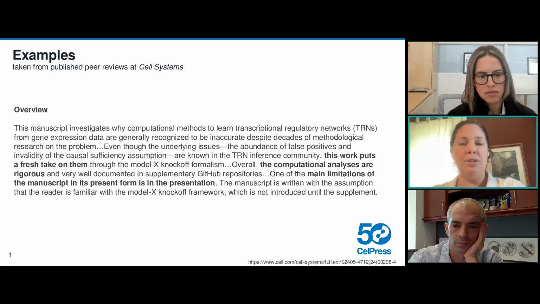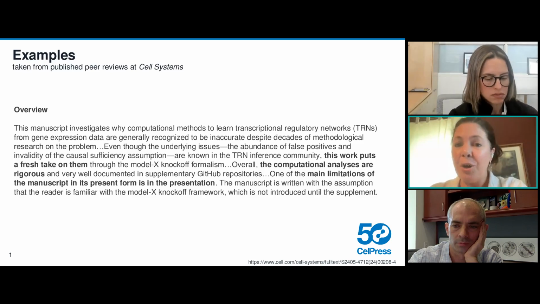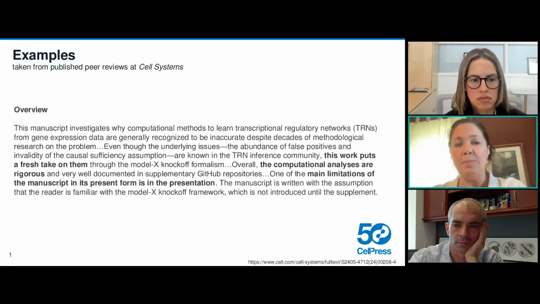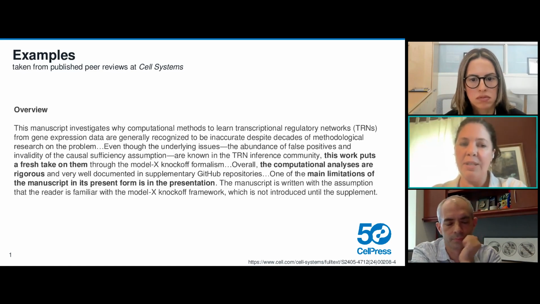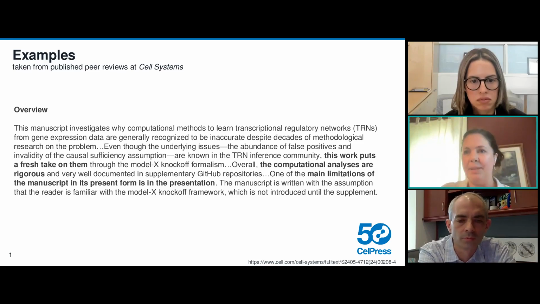Even though the underlying issues, the abundance of false positives and invalidity of the causal sufficiency assumption, are known in the TRN inference community, this work puts a fresh take on them through the Model X knockoff formalism. Overall, the computational analyses are rigorous and very well documented in the supplementary GitHub repositories. One of the main limitations of the manuscript in its present form is in the presentation. The manuscript is written with the assumption that the reader is familiar with the Model X knockoff framework, which is not introduced until the supplement.